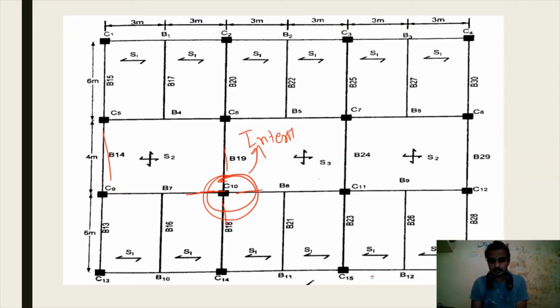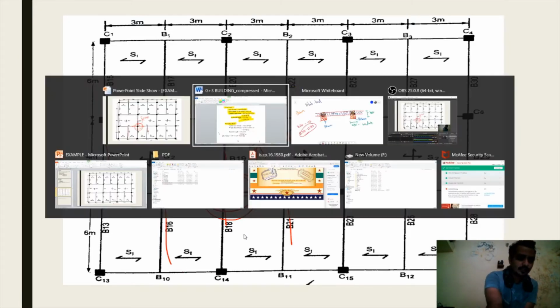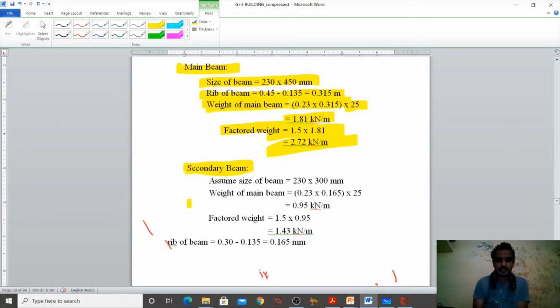Here it's your main beam, and here is a secondary beam. So we have to find out the secondary beam load. Assume the size of the beam 230 by 300, because we did not design a secondary beam in the example. So we assume this data, 230 by 300 mm, is the secondary beam design.